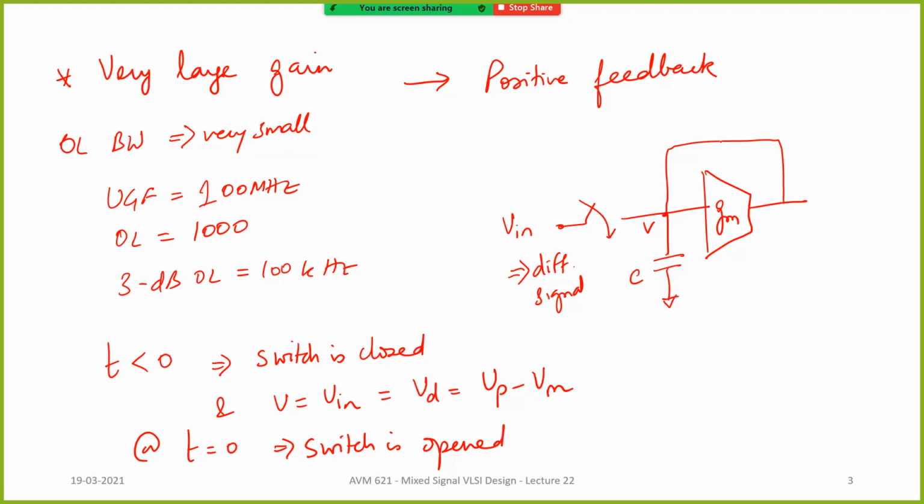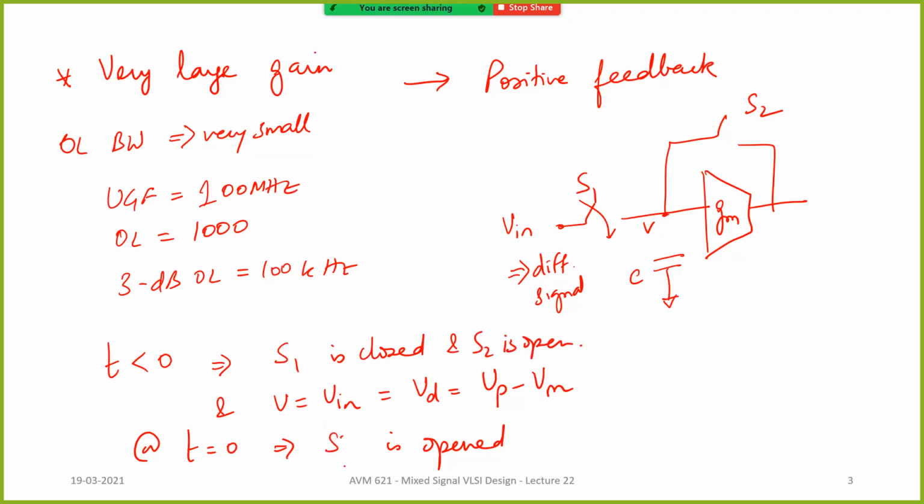All right, and let me also put one more switch. Let me call it S1, let me call it S2. Switch S1 is closed, S2 is open. Here I will say S1 is open and S2 is closed. Understood? Okay. So here, now what will happen?